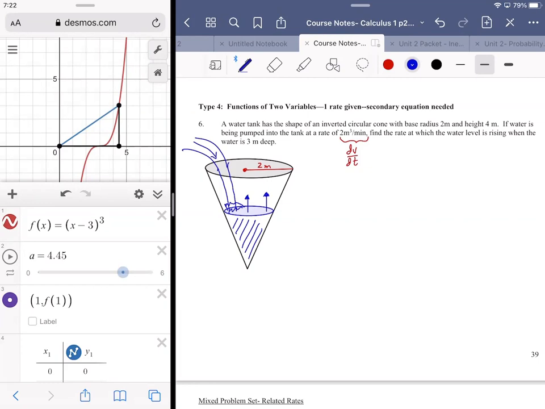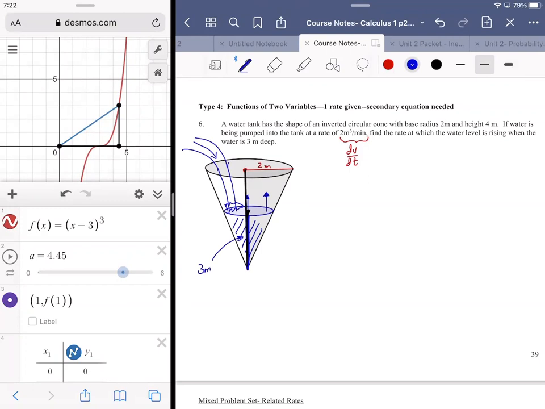All right. So this water level is rising. There will come a moment in time when it reaches a height of 3 meters. The overall height of this inverted circular cone is 4 meters. So it's almost there, actually. The whole thing is 4 meters, but the water level is only going to get up to 3 meters. So this measurement is going to be 3.